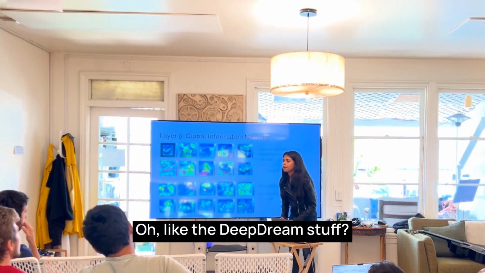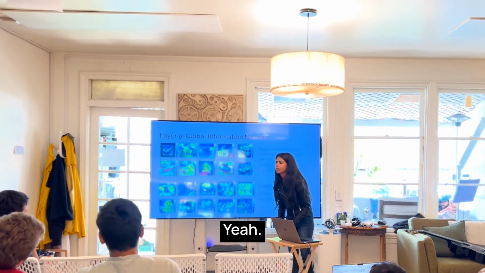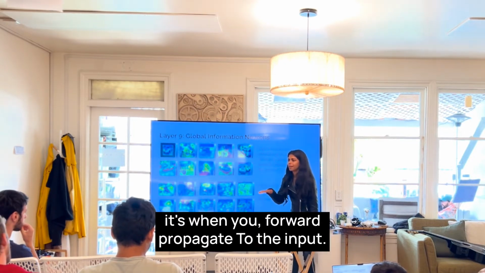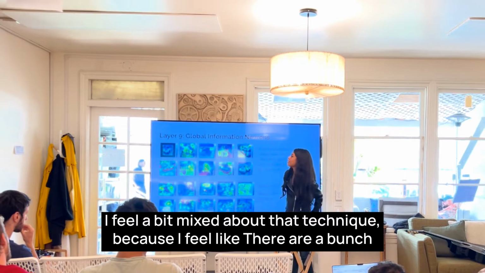Yeah. Can you try to use gradient descent to create an image that is maximally activating for this neuron? Oh, like the deep dream stuff? To create images? Yeah, I think that's a useful technique. It's when you forward propagate to the input, into the input.